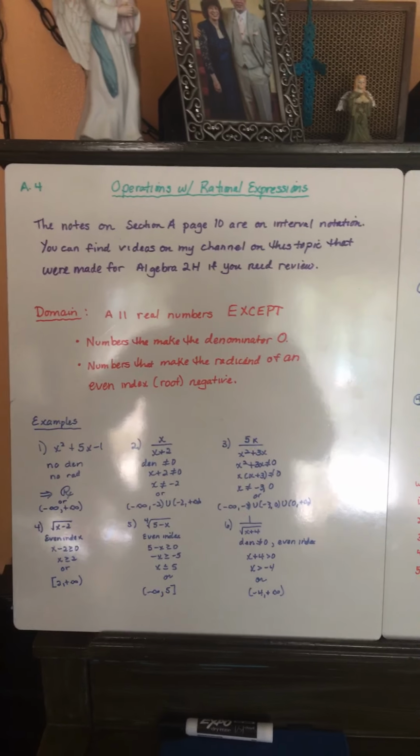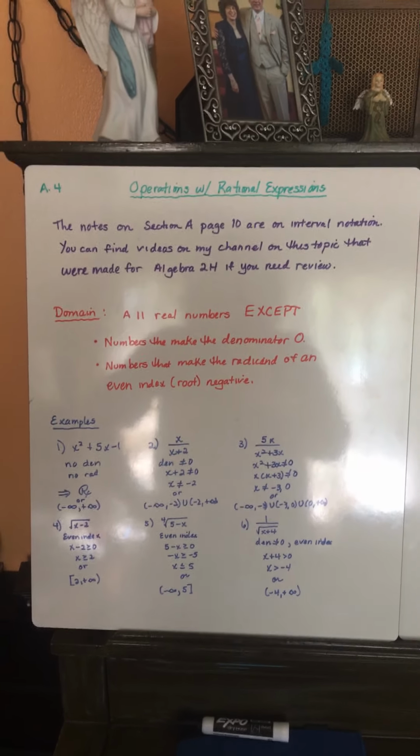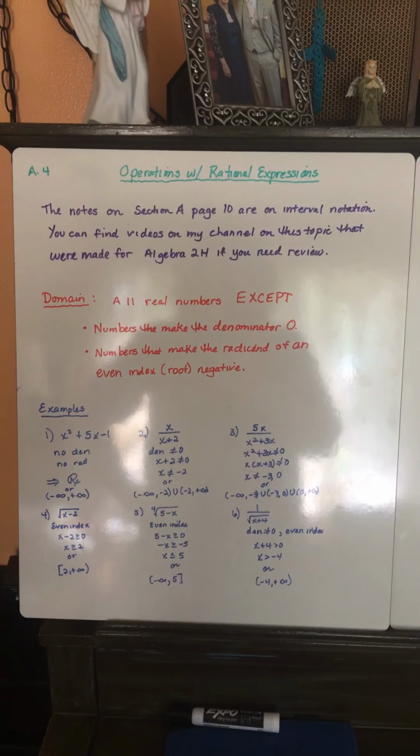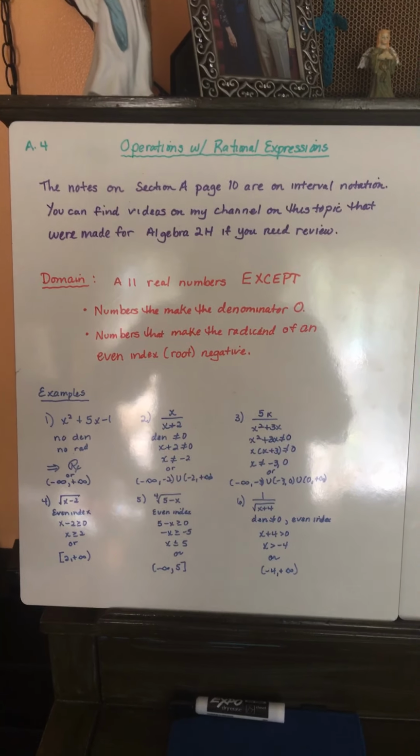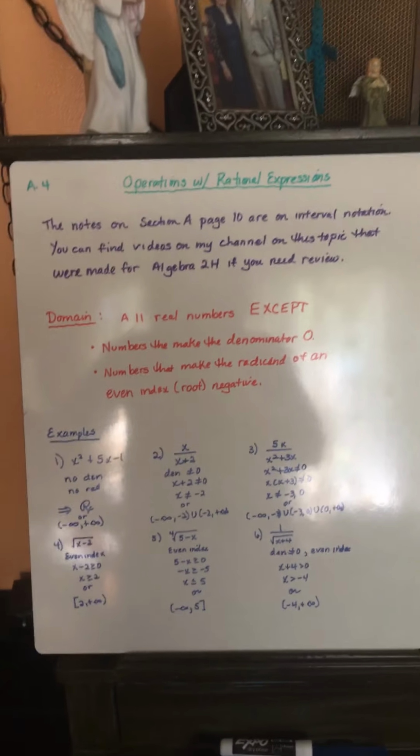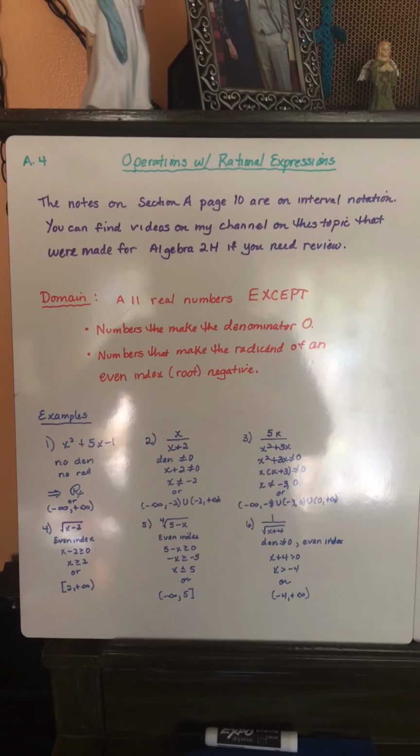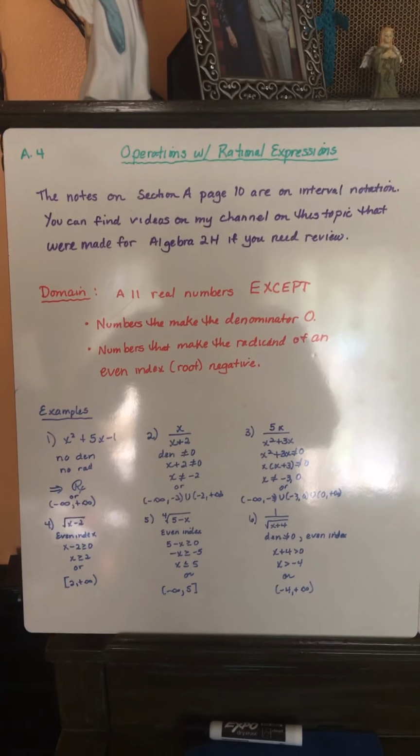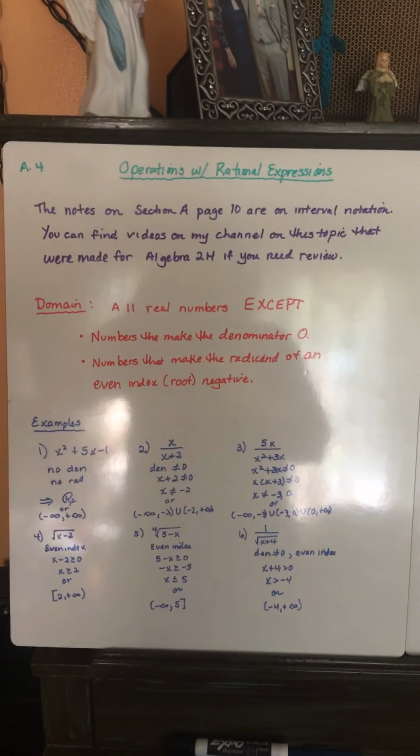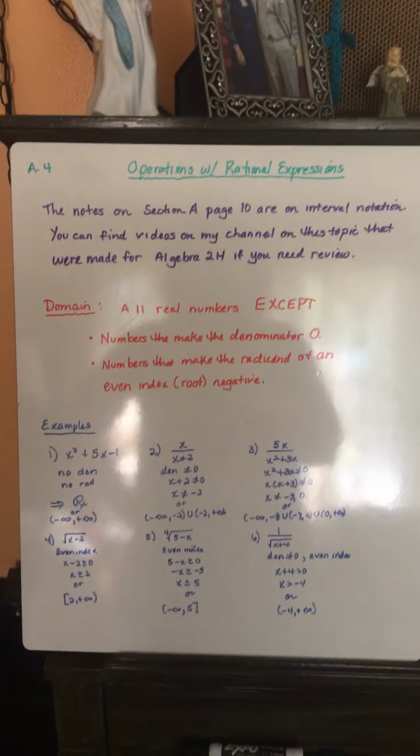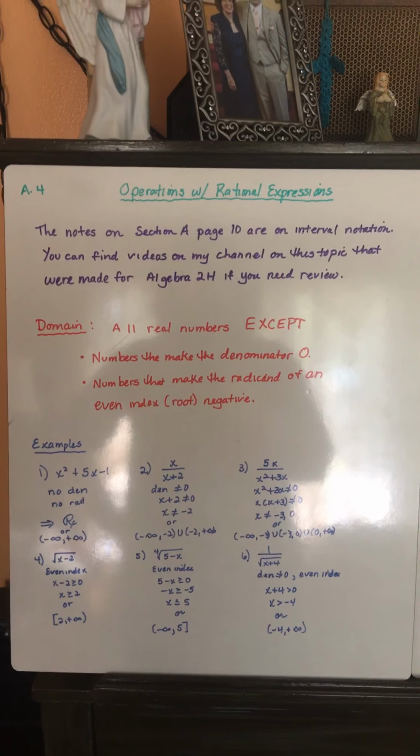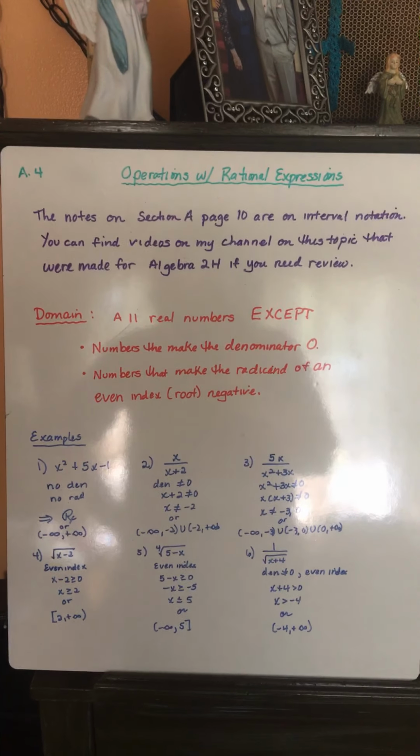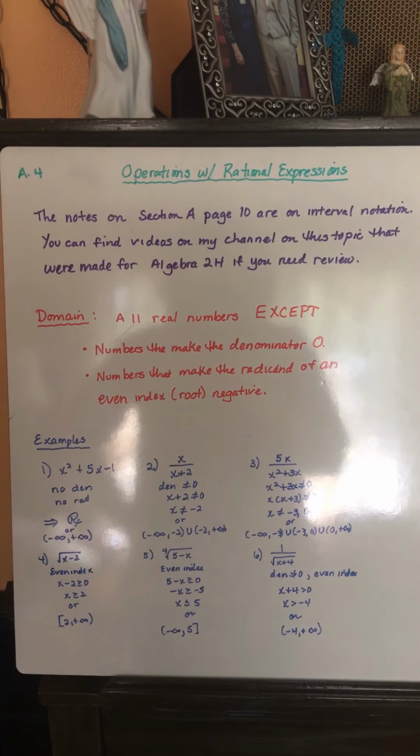Section 4 of A deals with operations of rational expressions. These notes on Section A start with interval notation on page 10. If you cannot figure out how to do interval notation, contact your teacher. It should have been covered in class.